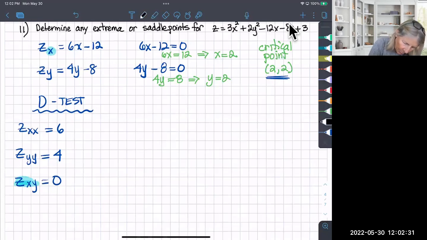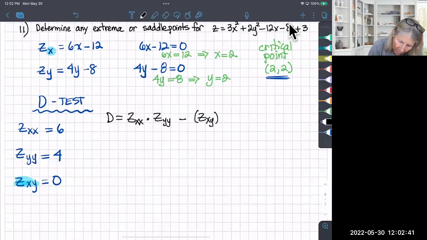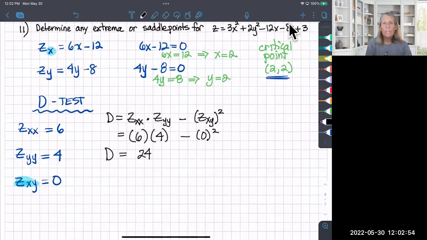Then I run through the formula that says to get the value of D, you take your f_xx, multiply by your f_yy, and subtract from that your mixed derivative squared. So for us, the value of D is going to be 6 times 4 minus 0 squared, and 6 times 4 is 24. So D comes out to be a positive value.